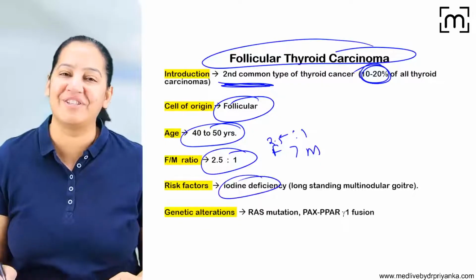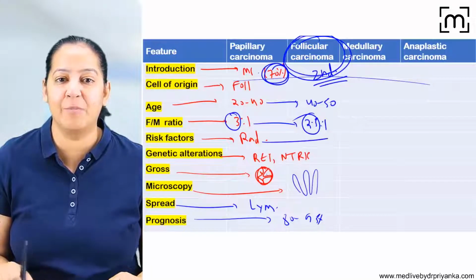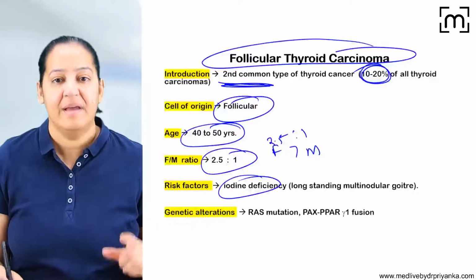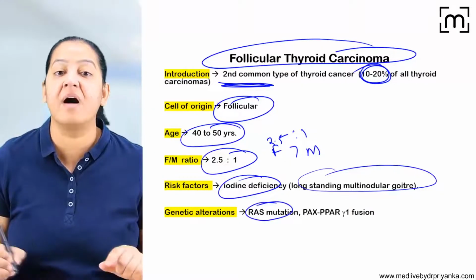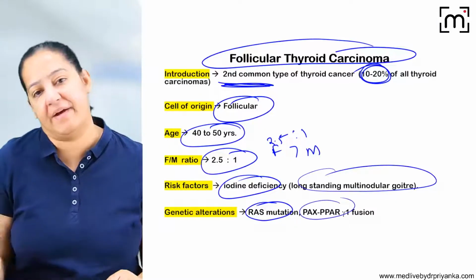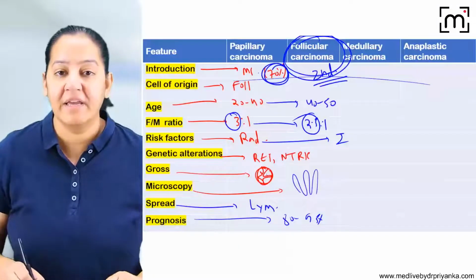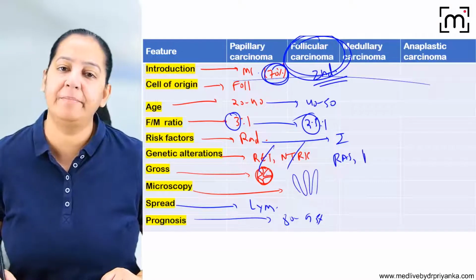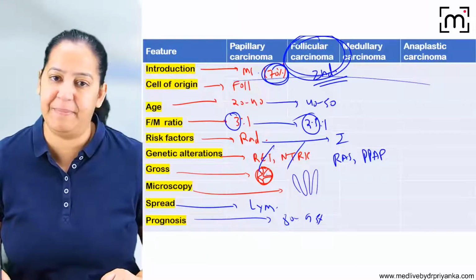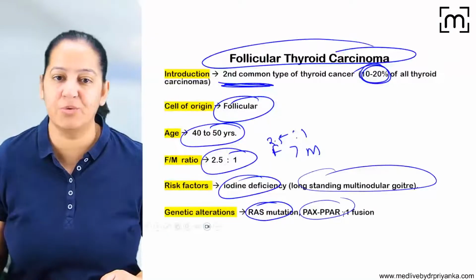Risk factor is iodine deficiency. In papillary, the risk factor was radiation exposure. Here it's iodine deficiency, leading to endemic goiter, multinodular goiter. Genes: most commonly the RAS gene is mutated, and PAX-PPAR. Here RAS and PAX-PPAR, whereas there it was RET and anti-RK. These are the 2 genes which are mutated.